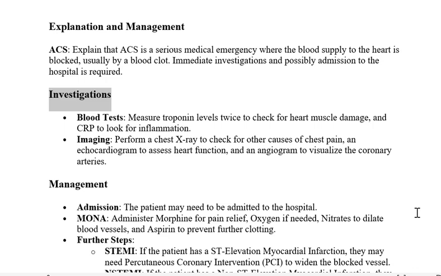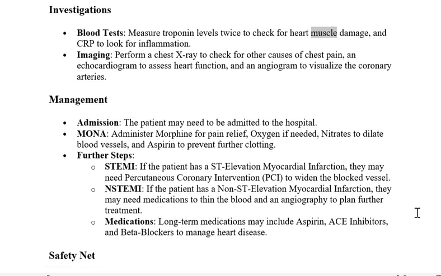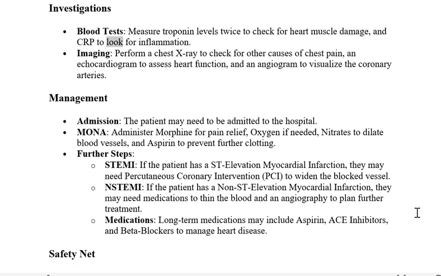Investigations. Blood tests. Measure troponin levels twice to check for heart muscle damage, and CRP to look for inflammation. Imaging. Perform a chest X-ray to check for other causes of chest pain, an echocardiogram to assess heart function, and an angiogram to visualize the coronary arteries.